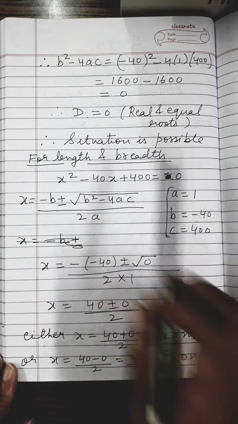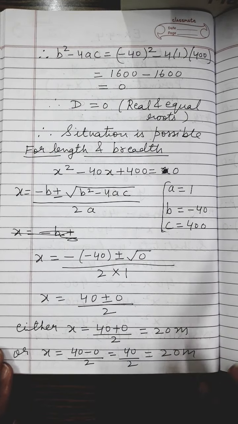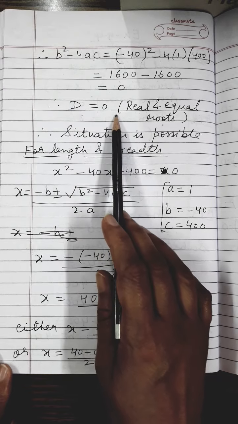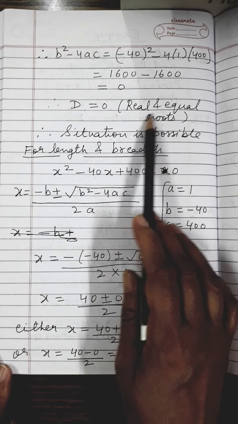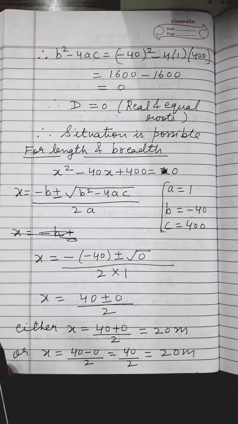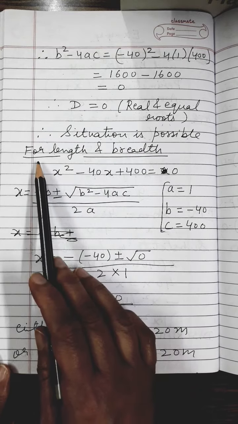And whenever the discriminant is 0, according to the nature of roots, what do we say? The quadratic equation will have real and equal roots. Since the discriminant is 0 and the quadratic equation has real and equal roots, we'll say the situation given in the question is possible. Now the second part of the question asks to find the length and breadth.